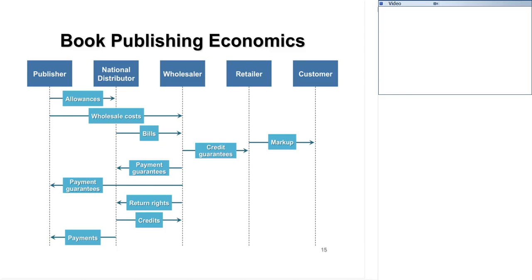Sometimes it's a markdown. There are things like credit guarantees, return rights, payment guarantees that go all the way back, meaning if the retailer or the wholesaler accepts books and those books are not sold, they have the right to return them or to get money in compensation for the books that weren't sold. And those rights are written into contracts. There are allowances, and payments do go back and forth between them, but the channel is much, much more complicated. And this is not unusual. This is honestly not a particularly complicated channel.